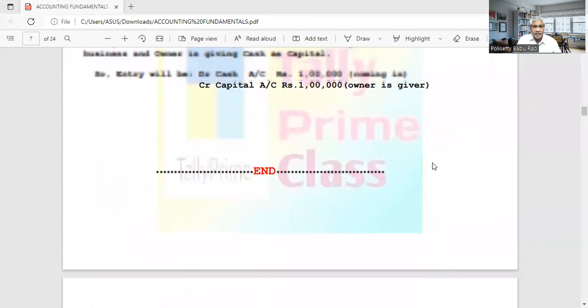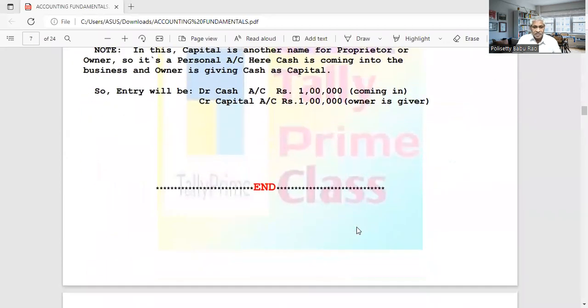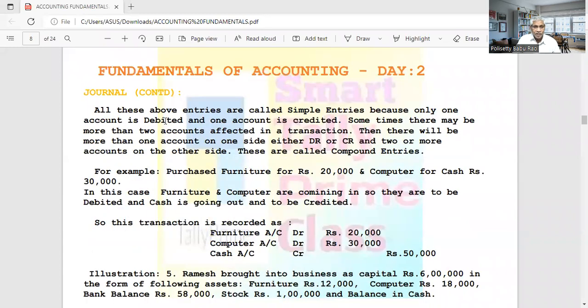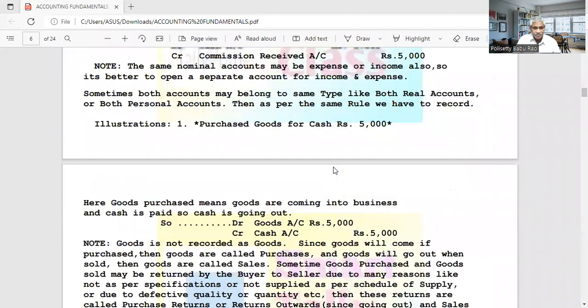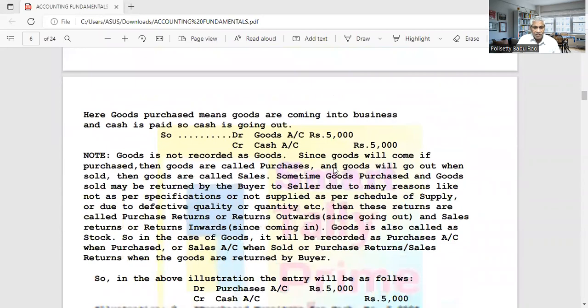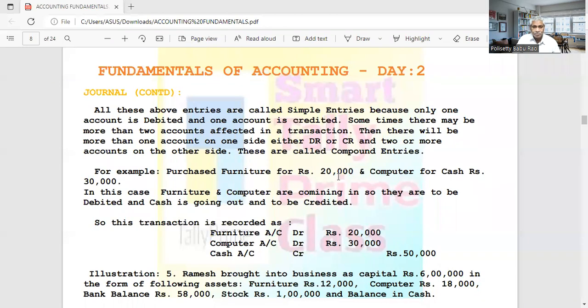Yesterday, in the last video, we decided which account is to be debited and which account is to be credited with some examples. Today we go to day 2, and we will continue recording the transactions. It is called a journal. In all the previous transactions, there are only 2 accounts: one account is debited and one account is credited. This is called a simple entry.